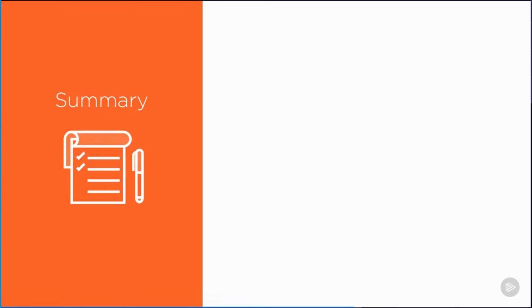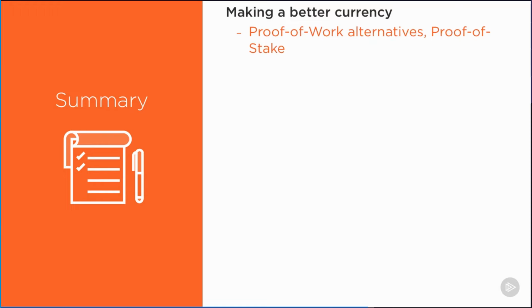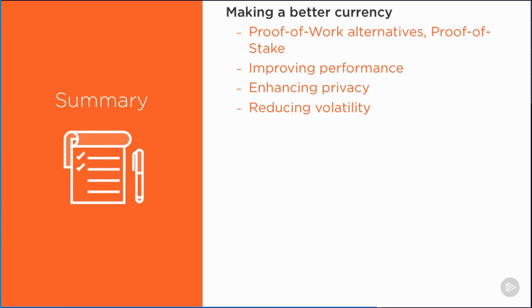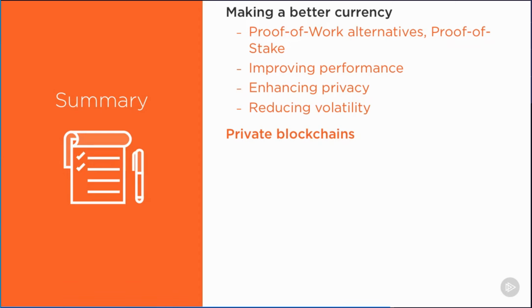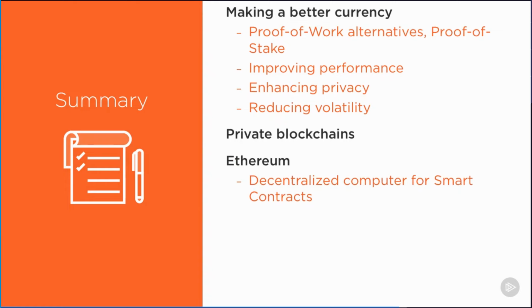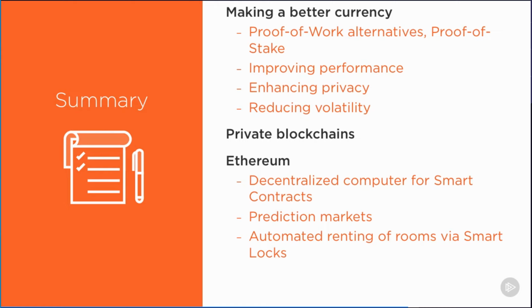We've talked about a wide range of projects that extend beyond Bitcoin. We discussed many ideas to create a better currency, including alternatives to proof of work like proof of stake, performance increases, enhancing privacy, and creating less volatile coins. We also looked at using blockchain technology in private groups where it aids in trustless interaction, if not in censorship resistance. And outside of currencies, we talked about Ethereum, a decentralized computer that enables smart contracts and many other decentralized interactions like prediction markets and automated renting via smart devices. Finally, we discussed some examples of decentralized storage, identity, and reputation systems.